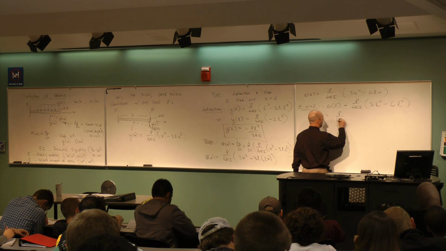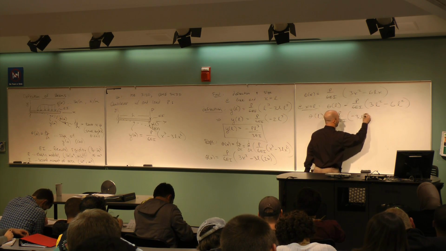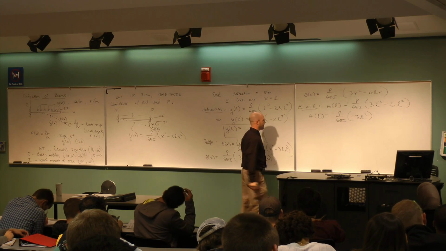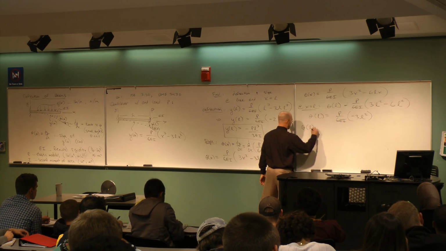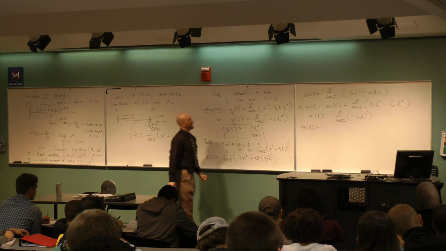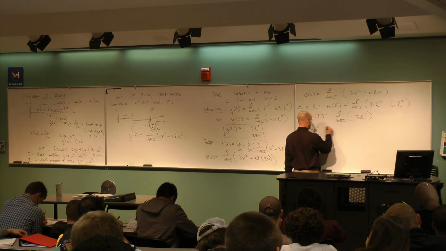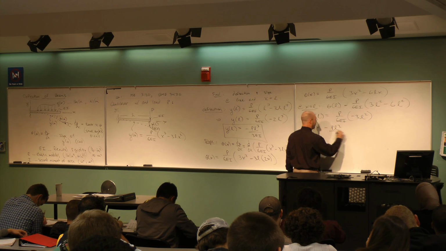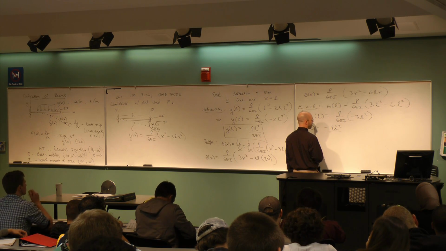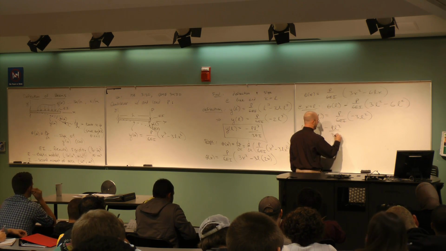So theta of L is P over 6EI times negative 3L squared. Can I simplify that any more? The 3 into the 6 goes twice, right? So I get minus PL squared over what? 2EI.